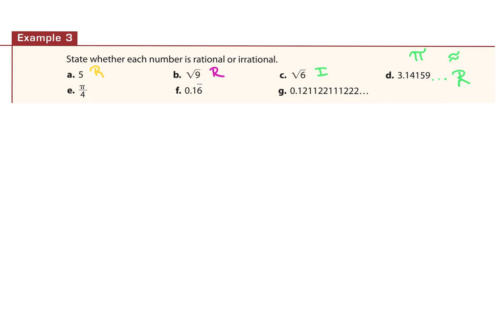But what about this next one, E? Pi divided by 4. Pi is already irrational. If you divide it by 4, it doesn't make it rational, okay? So this guy's going to be irrational. Just because you take pi and you divide it by 4 doesn't mean it turned it into a rational number. It is still irrational. What about F?